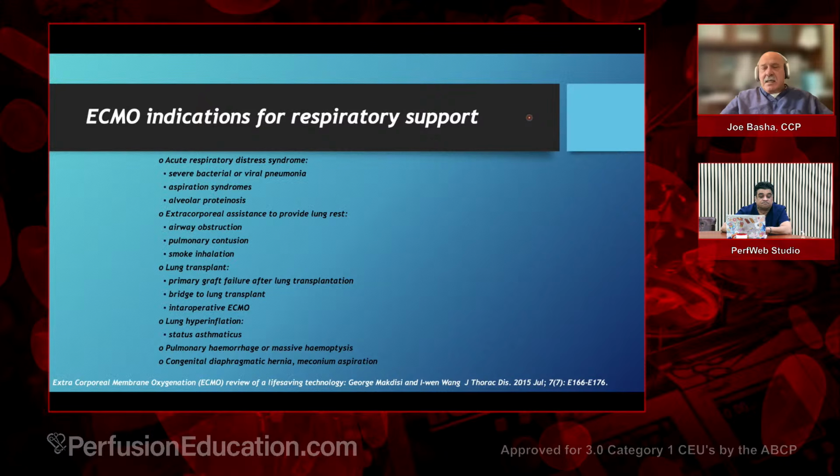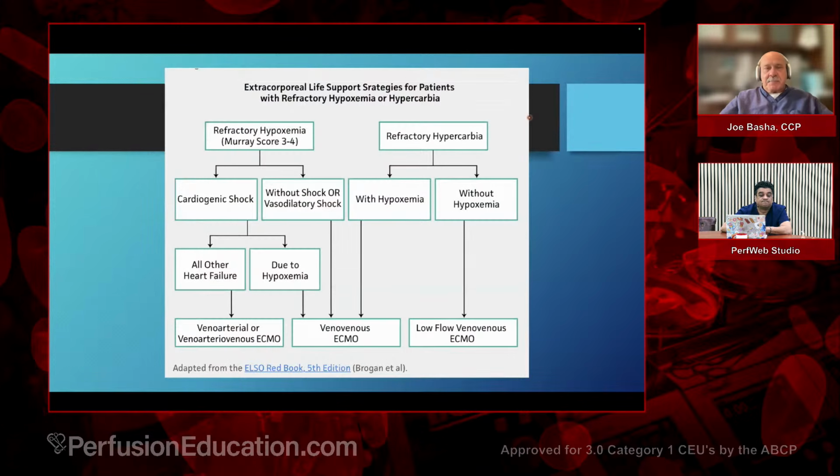status asthmaticus, pulmonary hemorrhage, and massive hemoptysis, which is kind of iffy because you're going to have to do non-anticoagulation ECMO. We can talk about that as we move on, especially in the weaning. I have a lot of that in the weaning aspect of this, and other things like diaphragmatic hernia and meconium aspiration.